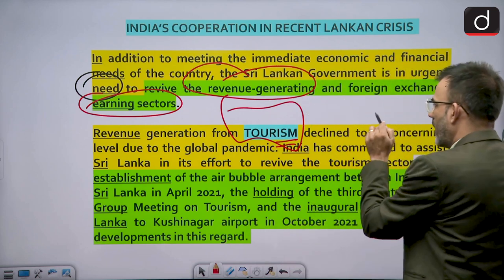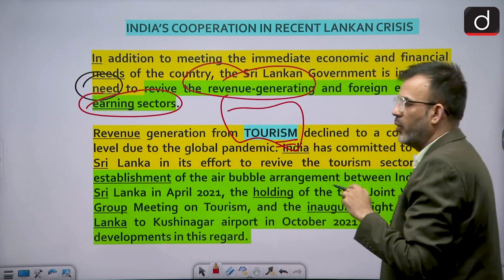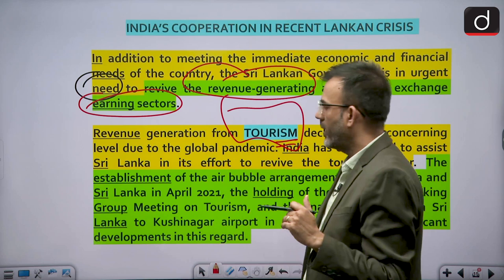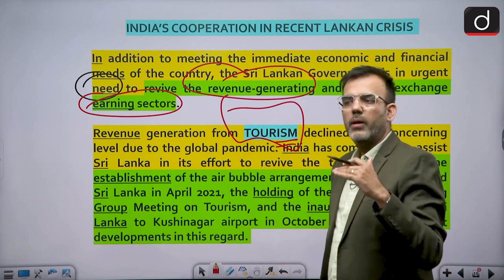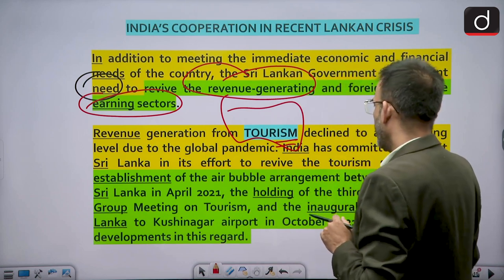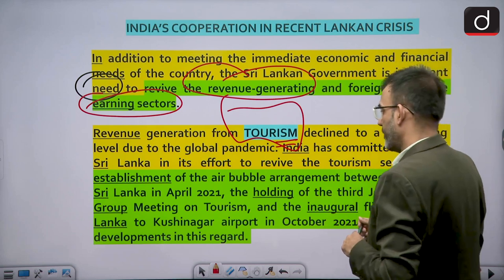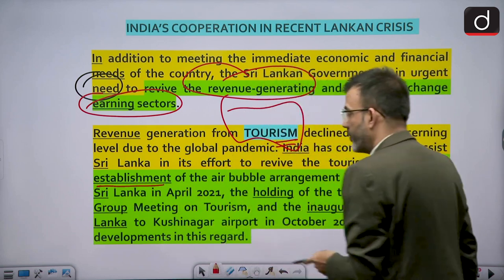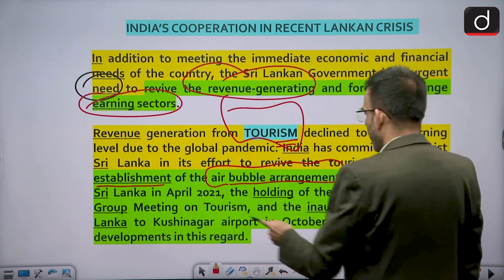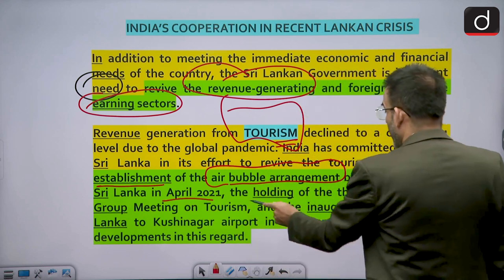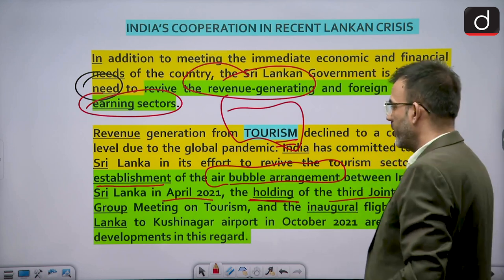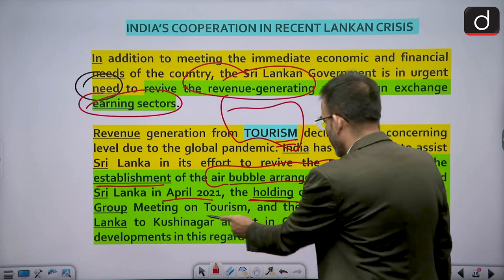So, how can we regenerate tourism and make it a viable sector for the Sri Lankan economy? That also comes in the policy structure of India. What India basically does in this regard is also very important. Three main aspects. India helped in establishing the air bubble arrangement between the two countries, in April 2021. The second important intervention was holding the third joint working group meeting on the issue of tourism.